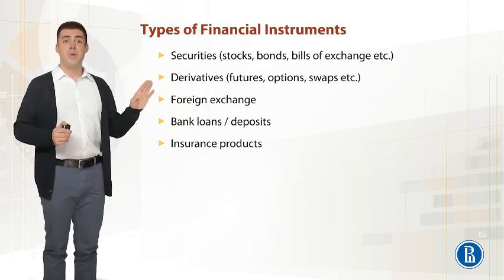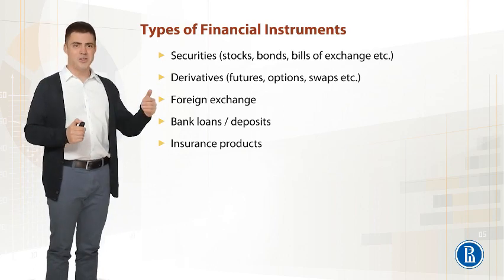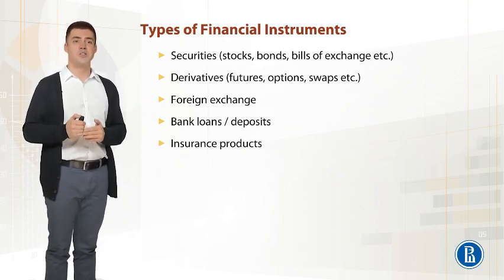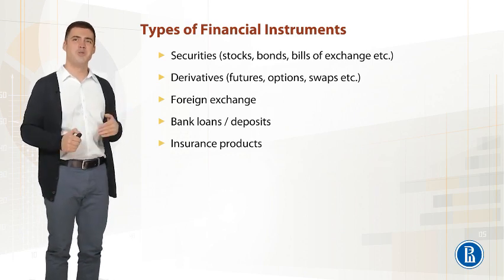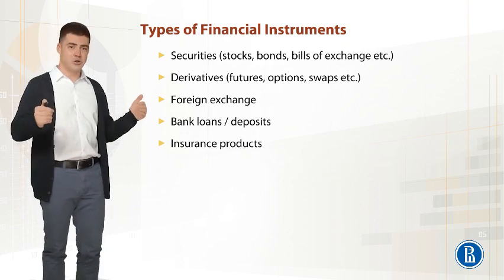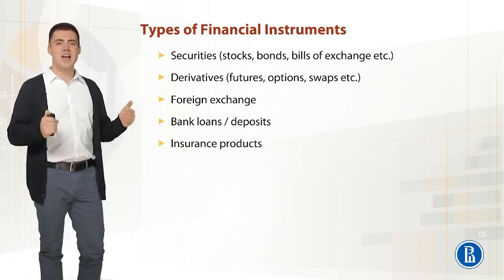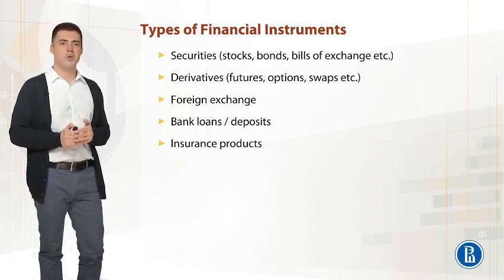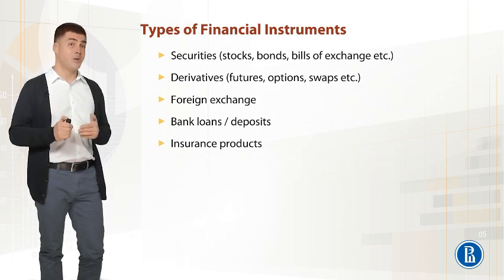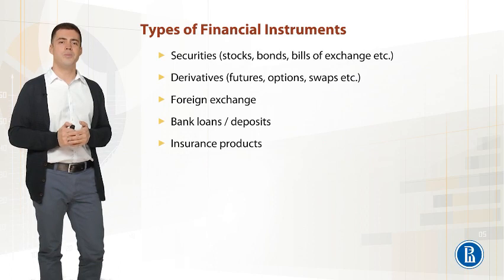There are 5 major types of financial instruments which correspond to the definition we have just talked about. Those are securities, derivatives, foreign exchange, bank loans and deposits, as well as insurance products. At this point, some students ask me, what about gold or other precious metals, for example? Can we treat them as financial instruments? Well, the answer is no.